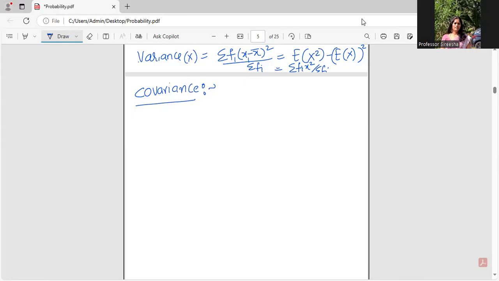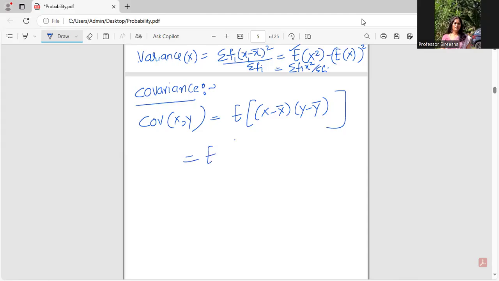Now coming to covariance, how one variable is varying with the other, it is denoted by Cov(x, y), which is nothing but, in this terminology, E of (x minus x bar) into (y minus y bar). Of course, I can go with the expansion, I mean, multiplication of the inner terms: xy minus x bar y minus x y bar plus x bar y bar.